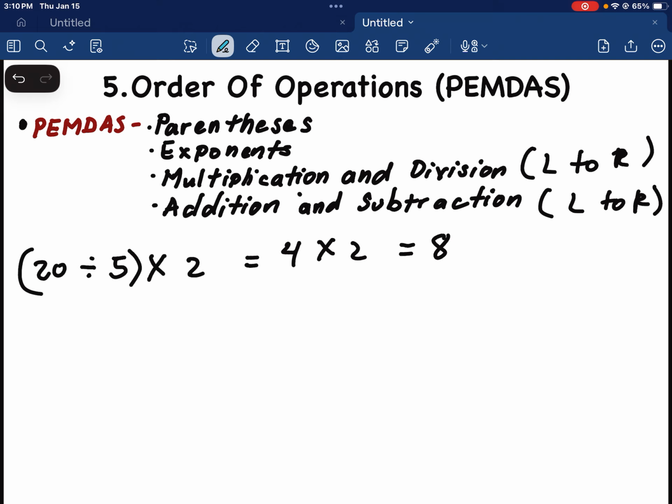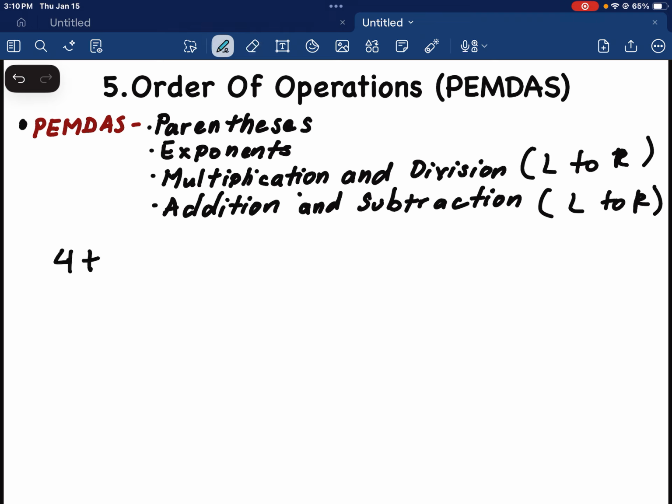Okay, let's have some practice, more practice. 4 plus 6 times 2. Go back to your order of operations. So we have multiplication first before adding. So we're going to have the 6 times 2 is 12 plus 4 equals to 16.